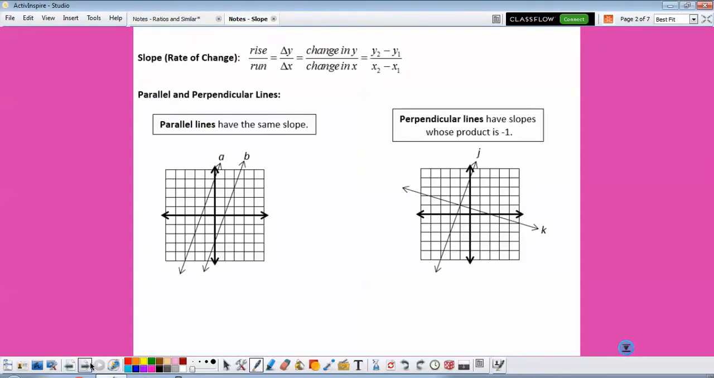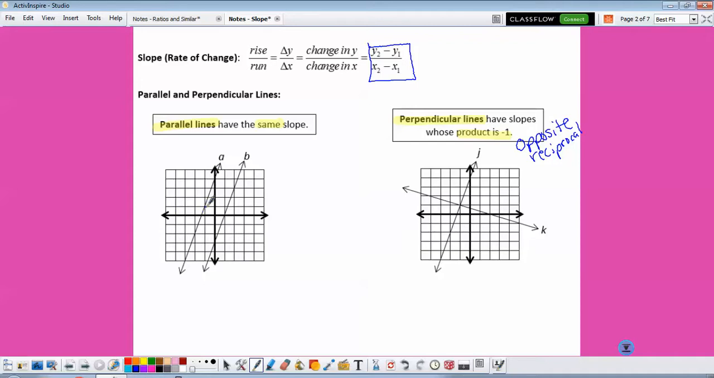point. So as a refresher, from Algebra 1, slope is rate of change, which is rise over run, or the change in y over the change in x, or our formula is y2 minus y1 over x2 minus x1. As for the slope of parallel and perpendicular lines, parallel lines have the same slope. Perpendicular lines have slopes whose product is -1. In other words, their slopes are opposite reciprocals.